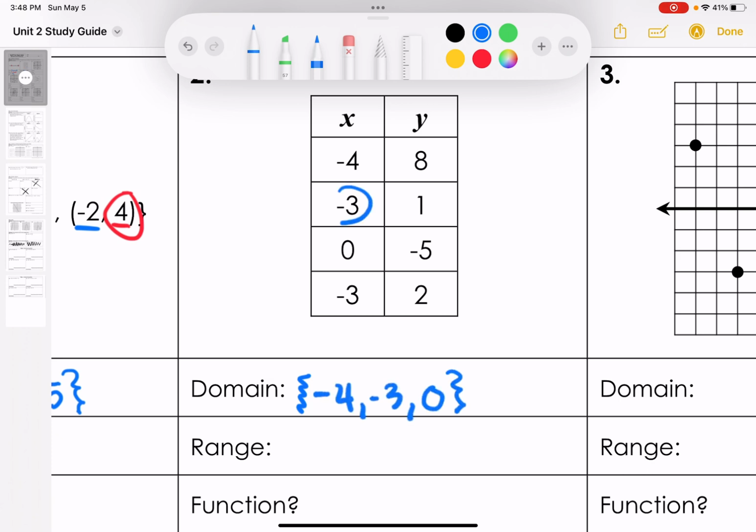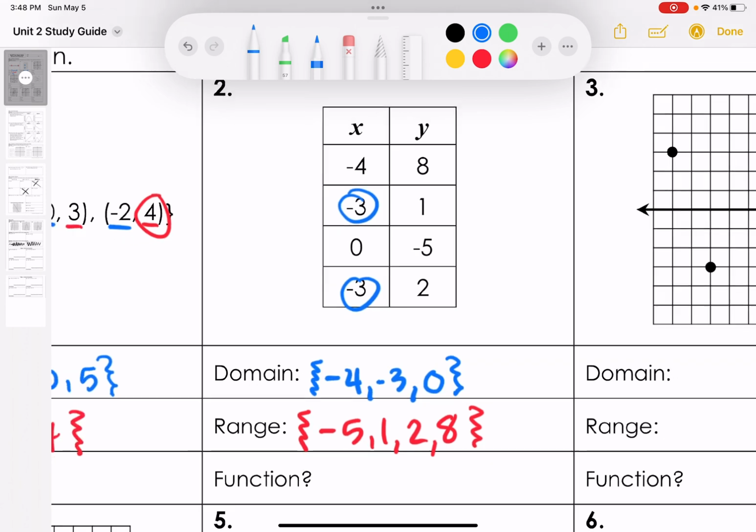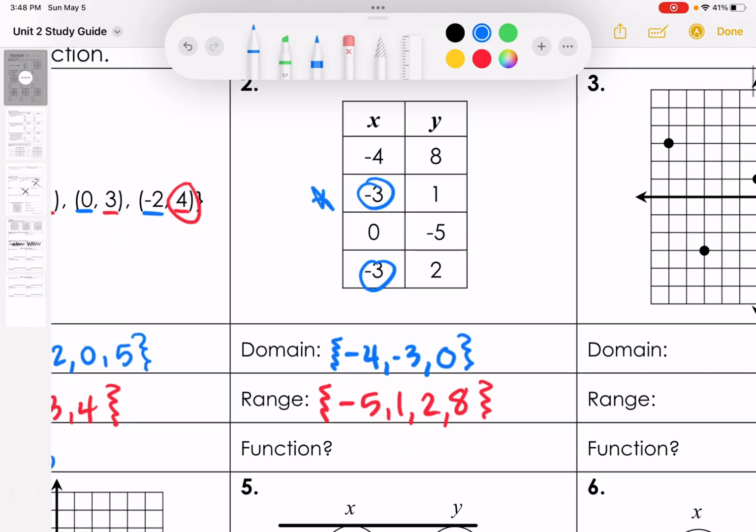All right, here my x value was repeated, but I only wrote it once in my domain list. And then range, we do the same thing, smallest to largest. And then to determine whether it's a function or not, I got to see if my x values repeat, which they do. -3 is used twice, so this is not a function.